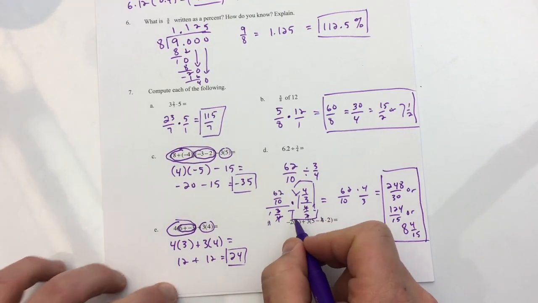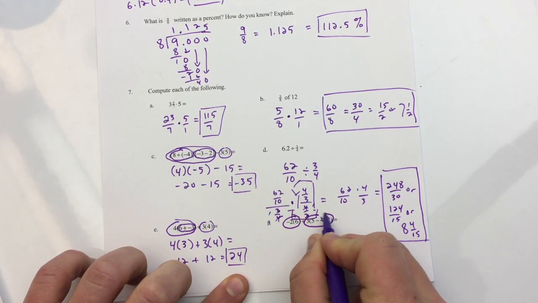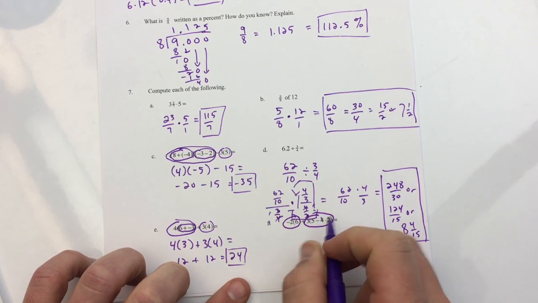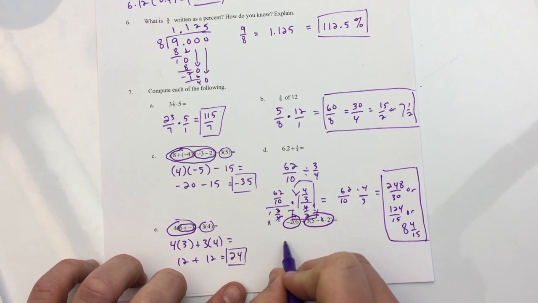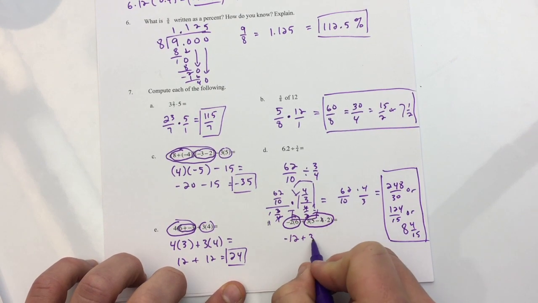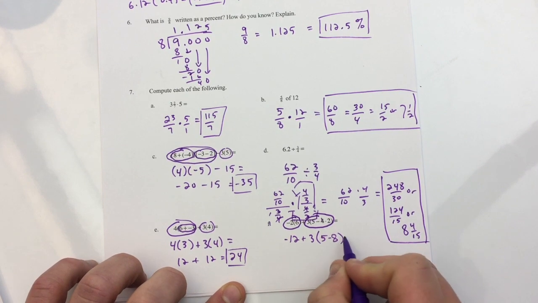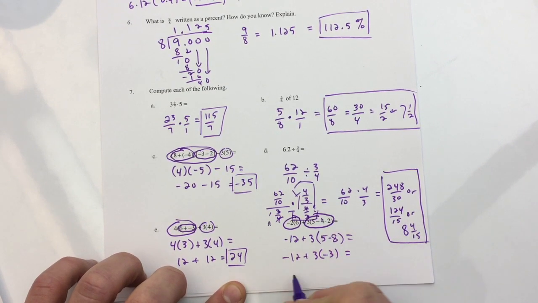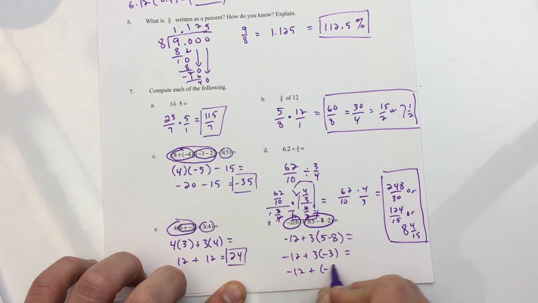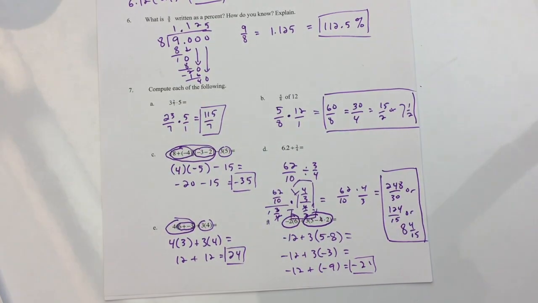Here, circle terms, that's negative 2 times 6 plus 3 times 5 minus 4 times 2. I want to do the 4 times 2 first. Well, let's see. First, negative 2 times 6 is negative 12 plus 3. Let's do the parentheses first. I want to do this multiplication before I do the subtraction. So 5 minus 8 equals negative 12 plus 3 times negative 3. Negative 12 plus negative 9 is negative 21.